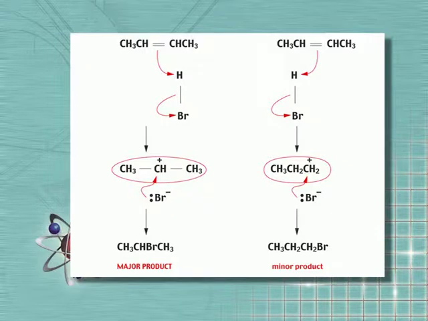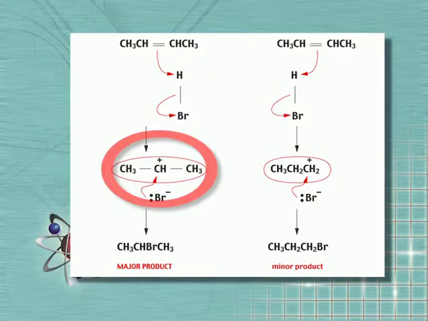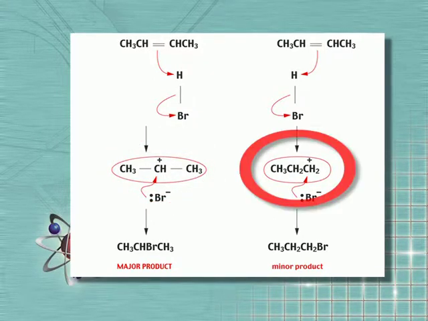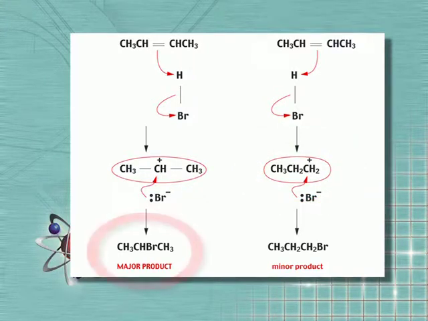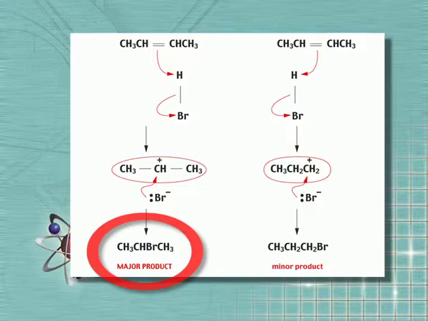Let's use the addition of hydrogen bromide as the example. The explanation lies in the difference between the two carbocations formed at the first stage of the mechanism. This secondary carbocation is more stable than this primary carbocation, and a more stable carbocation is more likely to be formed. So, this is the major product.